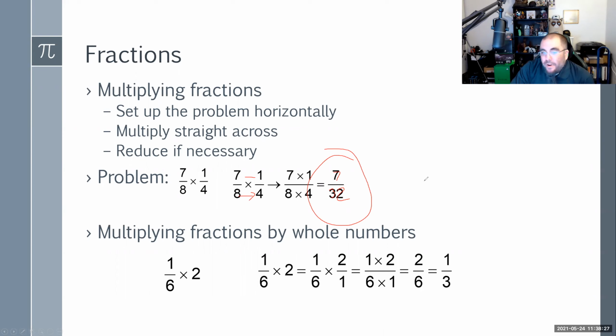When you're multiplying fractions, typically you will end up with a smaller fraction in the end, unless you have mixed numbers. Sometimes that can mess things up. When you multiply fractions times a whole number, well, a whole number is nothing more than the number over 1. So if you have 1/6 times 2, it's basically the same as saying 1/6 times 2 over 1. When you multiply them out, you get 2/6. You reduce it, and it gets to 1/3.